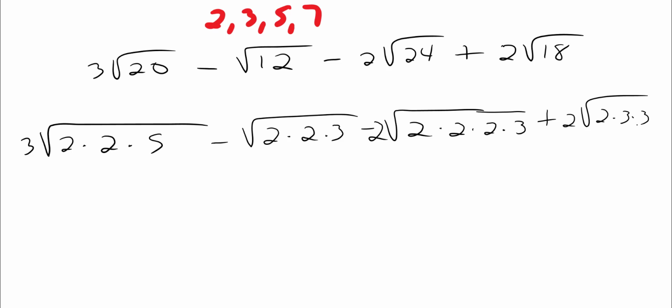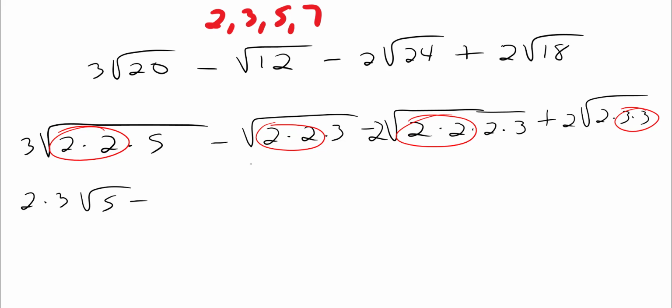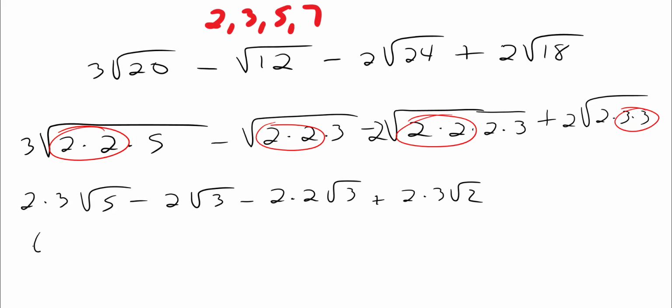Okay? Completely broken down. So we're going to pull that out, that out, that out, and that out. And let's see what we got left over. So I pull the 2 out, I get, let's show my work here, 2 times 3 root 5, minus the 2 just comes out, root 3, minus I pull the 2 out, 2 times 2 root 3, and I pull the 3 out, so plus 2 times 3 root 2. Okay, so I have 6 root 5 minus 2 root 3 minus 4 root 3 plus 6 root 2.